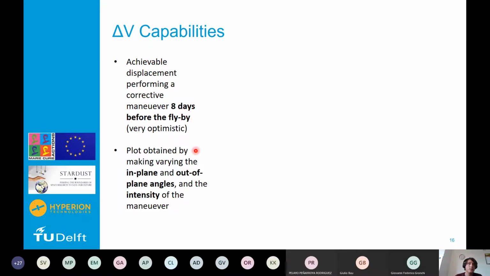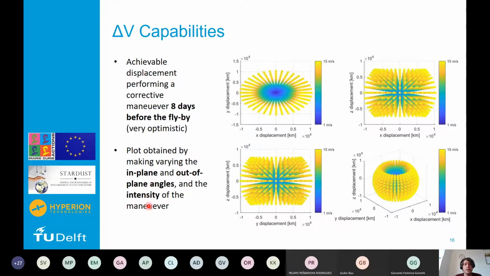So if the asteroid will be visible in the field of view 8 days before the flyby, which, as I told you, is very optimistic. And I performed a study in function of the in-plane, out-of-plane angles and intensity of the maneuver. And as you can see, as long as the intensity of the maneuver increases, we can arrive up to 10 to the 4 kilometers of displacement at the flyby time by performing a maneuver 8 days before the flyby. But if we have a lower available delta V budget, we will achieve really tiny displacement.